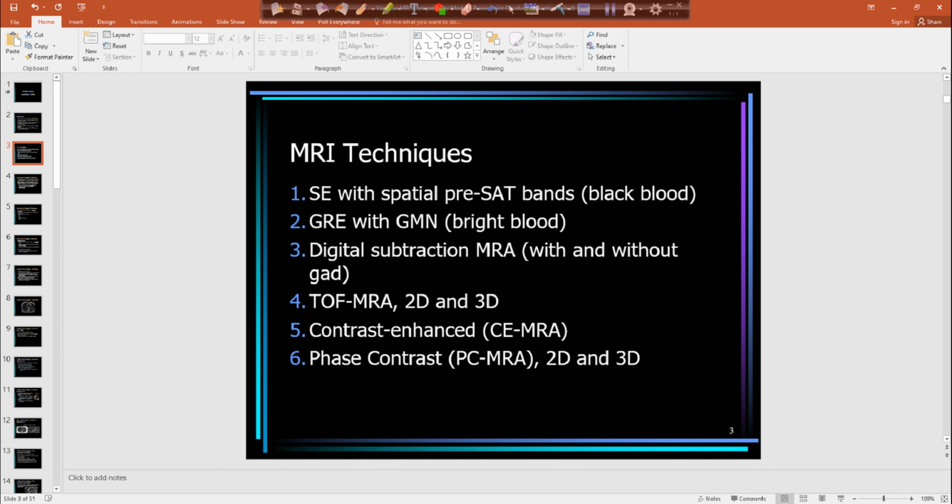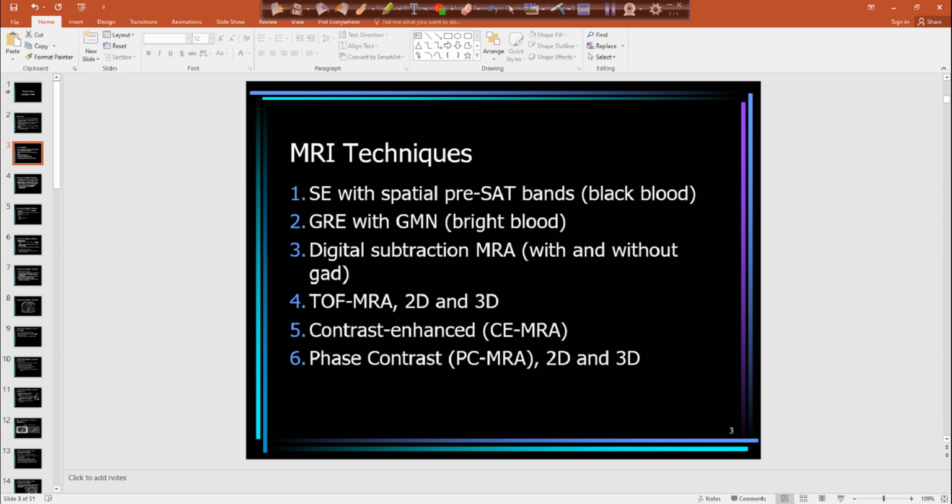Our third technique is digital subtraction. Have you guys actually subtracted an image doing post-processing? Have you done that? Where you have a pre-contrast and a post-contrast, and you subtract the pre from the post. On the GE systems, you actually put in a subtraction-like formula, but the Siemens system just does it automatically.